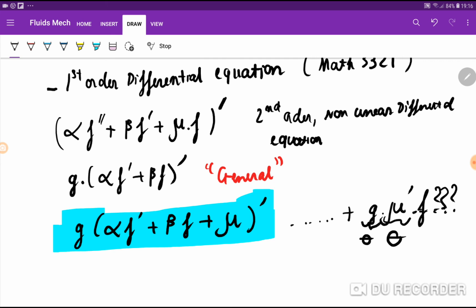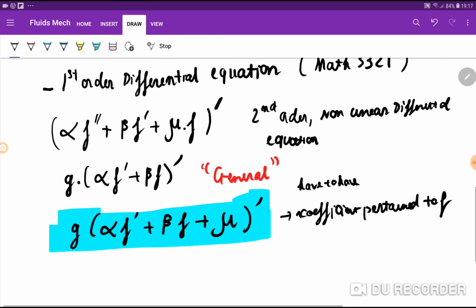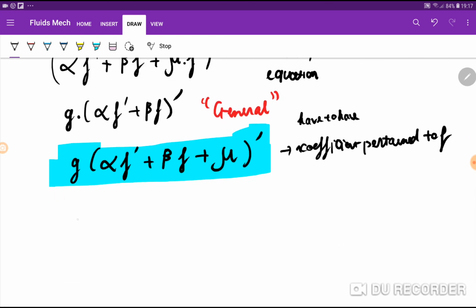Anyway, it means that you cannot have a mu here, because you have to have a coefficient pertaining to f. Okay. Have to have a coefficient pertaining to f. Okay.